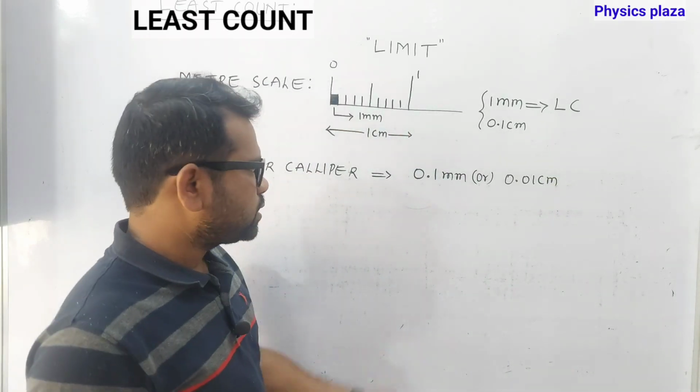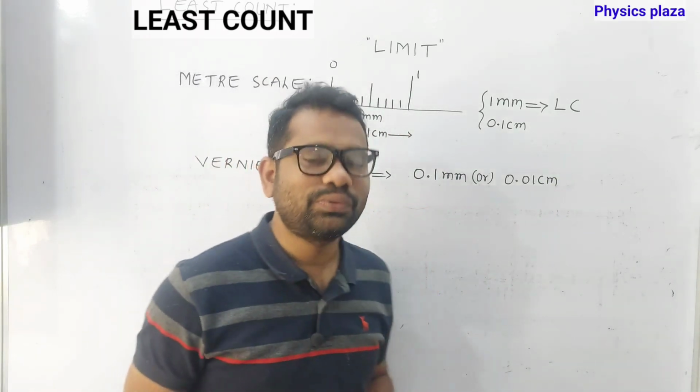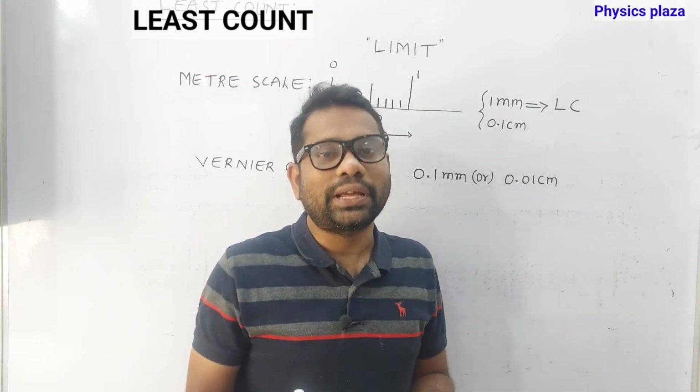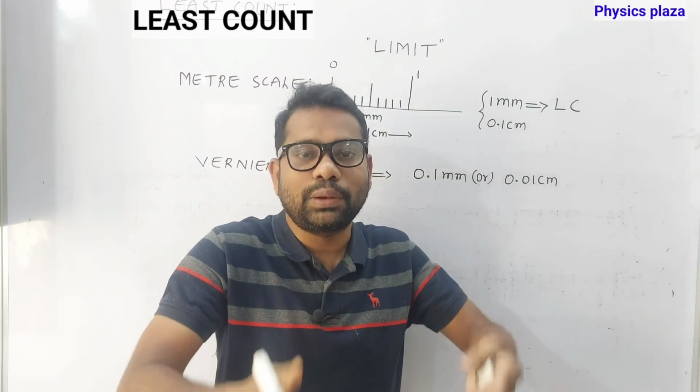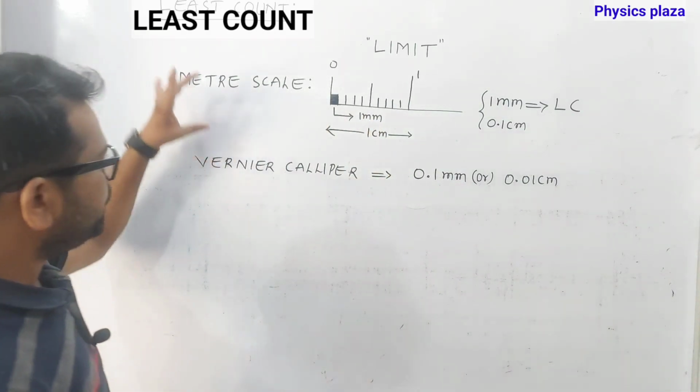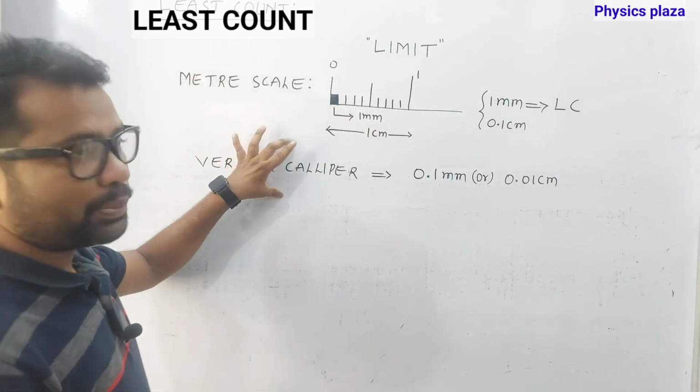You may wonder, sir, how you got this value? Just wait and see, we will have a discussion. But I am telling you the limit, the best device with which we can measure the least value in a length. Compared with the meter scale, children, the vernier caliper is the best.